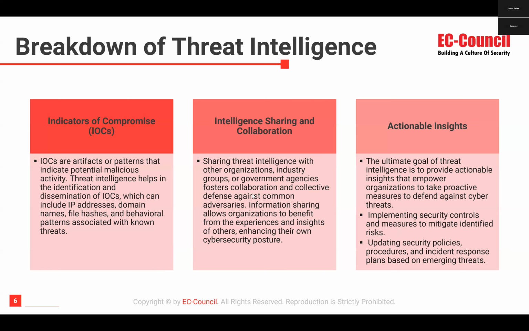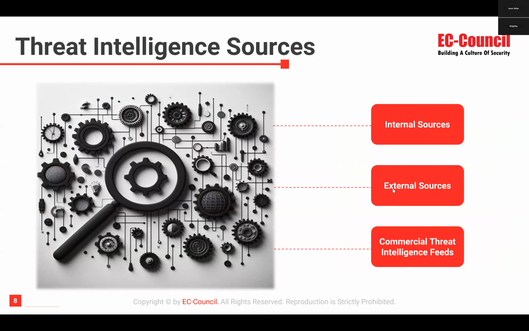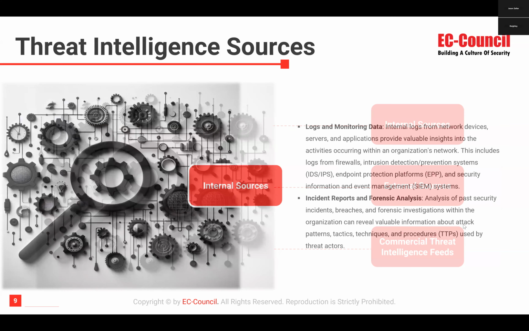As it says in the middle, we just talked about it, threat intelligence sharing and collaboration, making sure that you're doing this so that you guys have a common defense against those adversaries. And then actionable insights, making sure that the ultimate goal is to provide something to do for organizations to empower them to defend themselves. So what kind of sources can we get threat intelligence from? Obviously, we have our internal sources, aka all the information we're gathering on our own network, our external sources, or even commercial threat intelligence feeds as well.